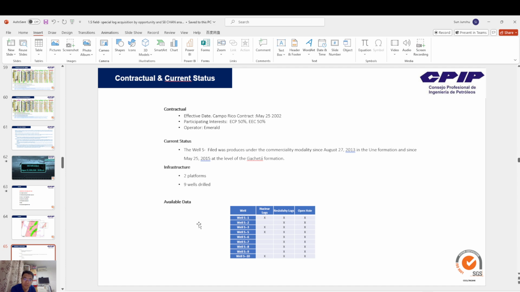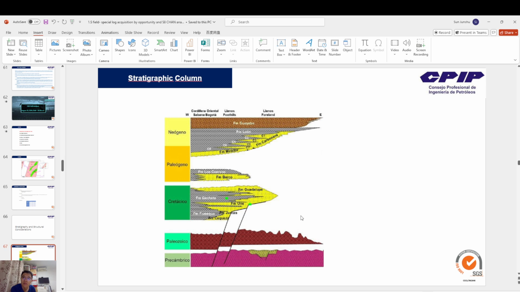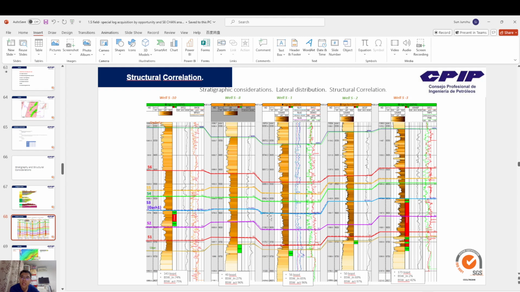Availability data: nuclear logs in S1, S3, S5, and S10. All wells with resistivity logs and open hole. Stratigraphy and structural consideration. Here is the structural correlation.